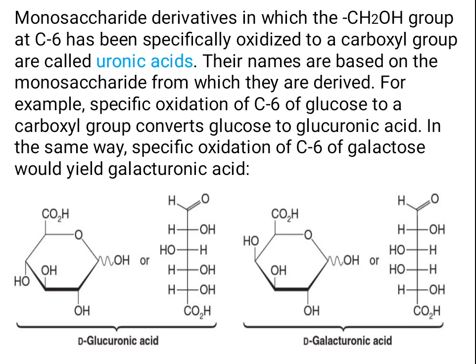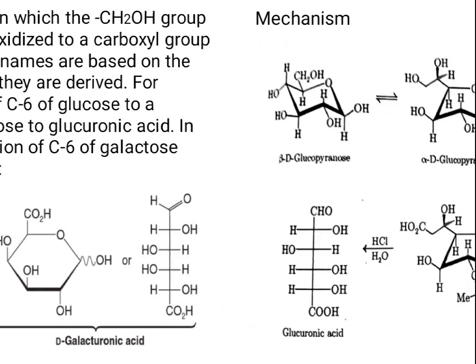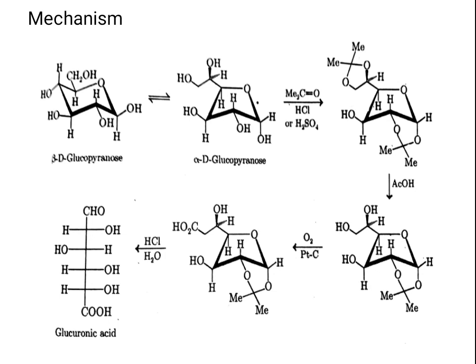This is the form of glucuronic acid and this one is the galacturonic acid. This C6 is being oxidized, whereas this is kept as aldehyde. This is not oxidized, but this one is oxidized. What is the mechanism of it? You have beta-D-glucopyranose and this one is the alpha-D-glucofuranose structure. This one will not be the pyranose, this one is the furanose structure.